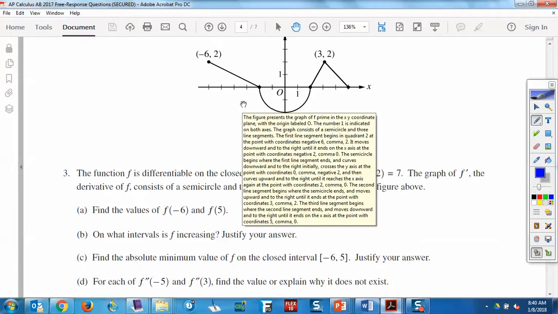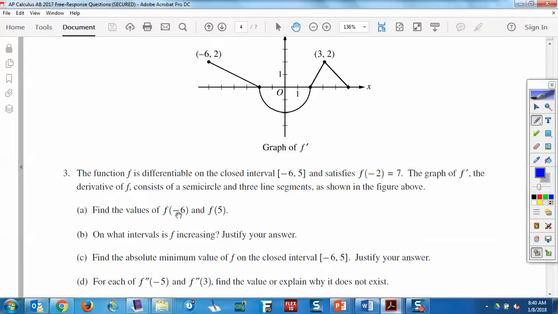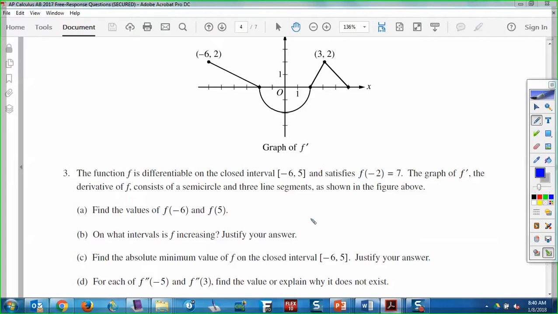All right. Oops. So, where is f increasing? From that's 5, right? Piece of cake, right? Did it say justify your answer? It did say justify your answer. What would you say? Positive, right? f prime is positive.